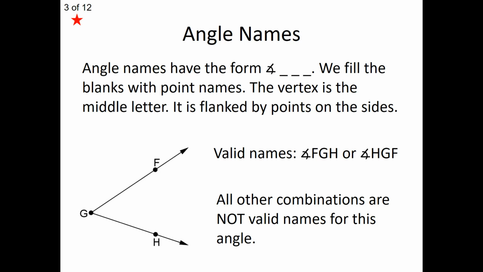What do we do then with F and H? Those come along the sides. Basically, they flank the letter G on either side. So some valid names for this angle would be angle FGH or angle HGF. Any other combination of those letters would not work. I could not say this is angle GFH. Nope. I can't say angle HFG. Nope. I'd have to say angle FGH or HGF. G must be in the middle. So think of that common endpoint being the center of your angle name.